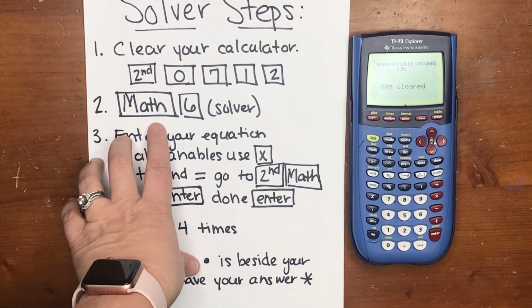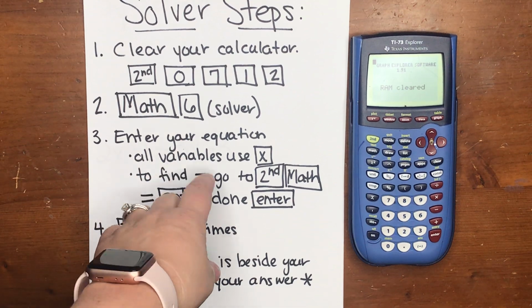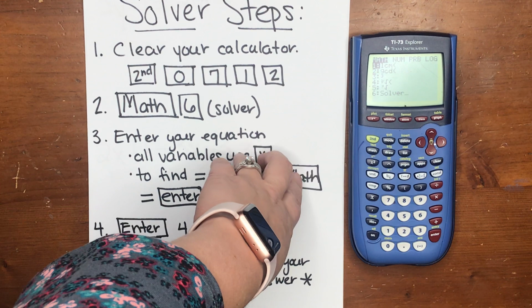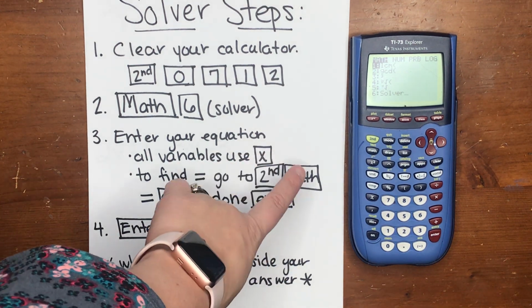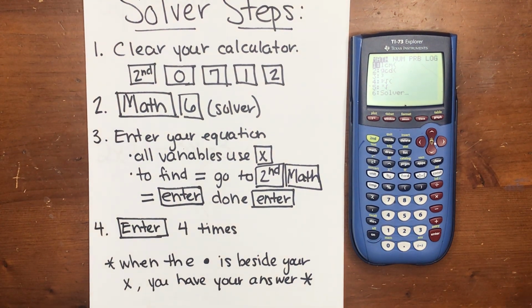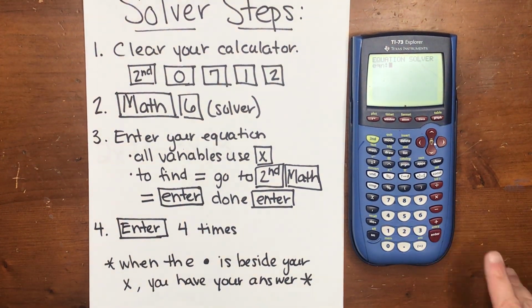The way you get to solver is by doing math 6. Your math key is located directly under the yellow button, the second button, and solver is number 6. You can scroll down to 6 and then hit enter, or you can just type the number 6 and it's automatically going to pull solver up for you.